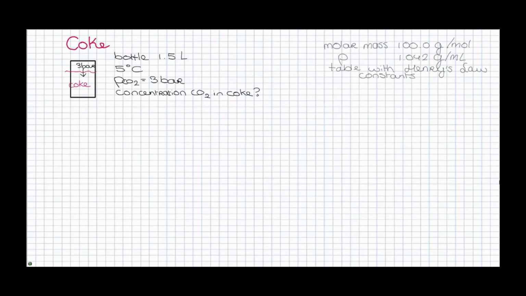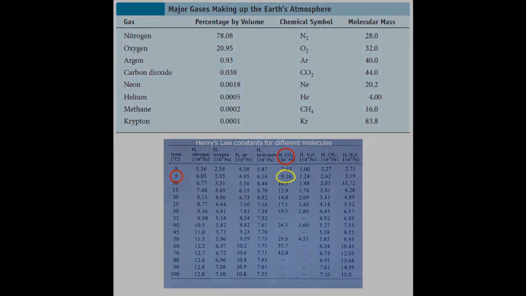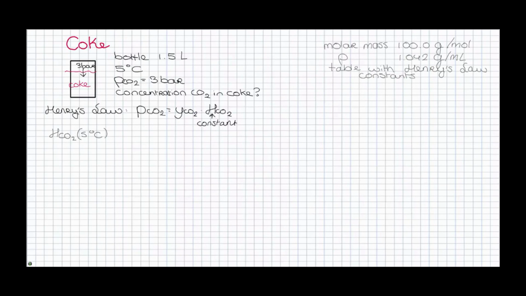We need to use Henry's law to calculate the concentration. You learned in the theory about Henry's law, so we write Henry's equation down. We can find Henry's constant for carbon dioxide at 5 degrees Celsius in the given table. It is 9.16 times 10 to the power 7 Pascal, which is 916 bar. The unit is in terms of the pressure, just like the partial pressure. So the fraction of carbon dioxide does not have a unit.